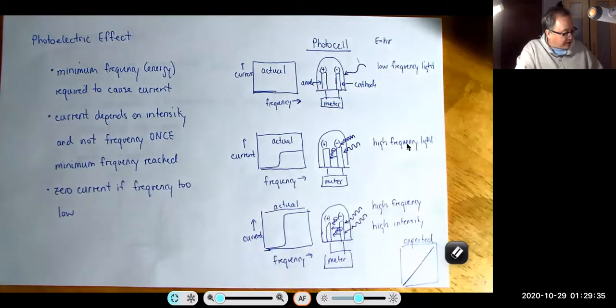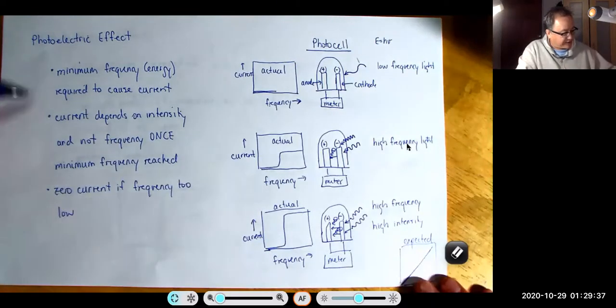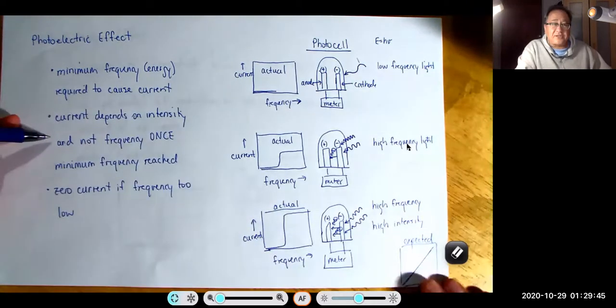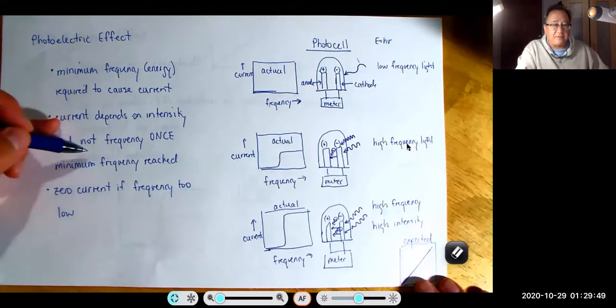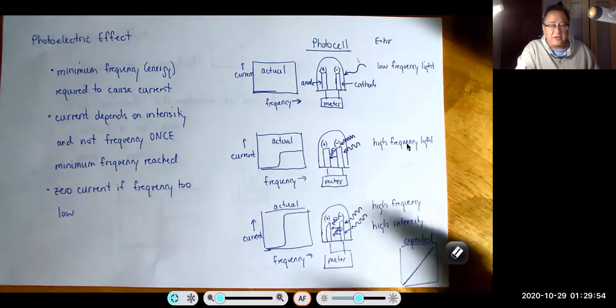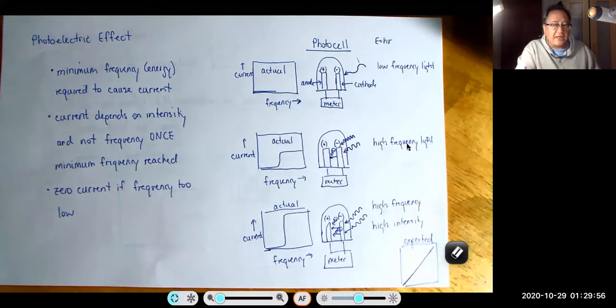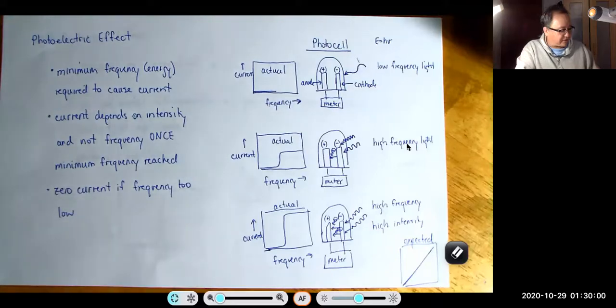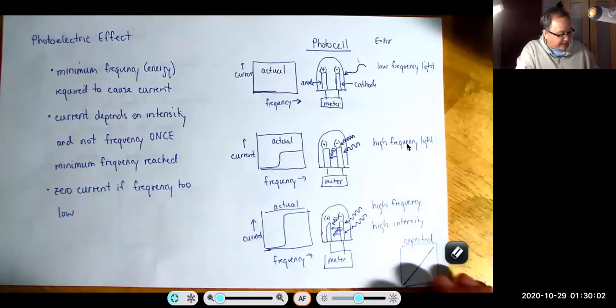So what's going on here? So this kind of summarizes this. You have to have a minimum frequency required to cause a current, so a minimum amount of energy. The current depends on the intensity and not the frequency once the minimum frequency is reached, and zero current if the frequency is too low. So treating light as a wave doesn't really explain this occurrence or this experimental data that we collect.